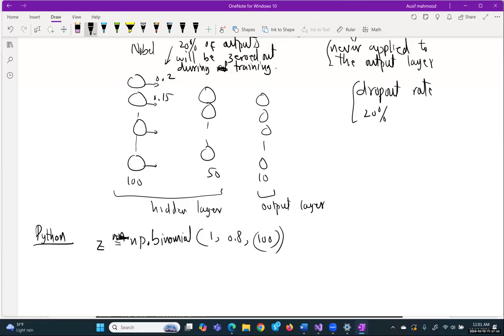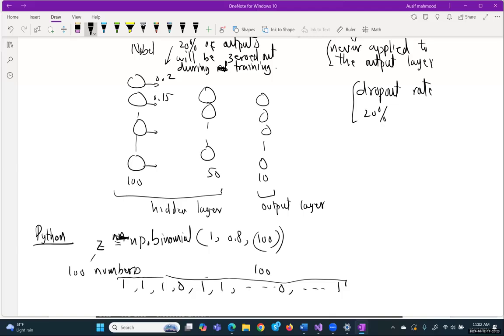What that means is, give me 100 numbers. So Z will be an array of 100 numbers, and most of them will be 1, 1, 1, somewhere 0, 1, 1, 0. Out of these 100 numbers, randomly 20 of those will be zeros.